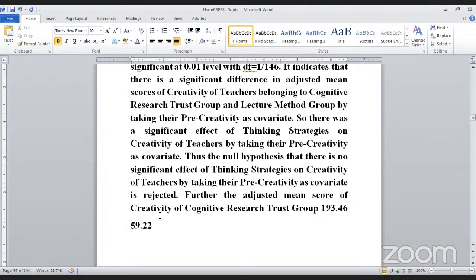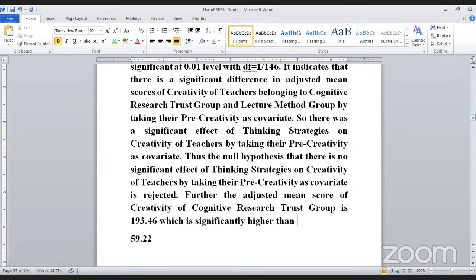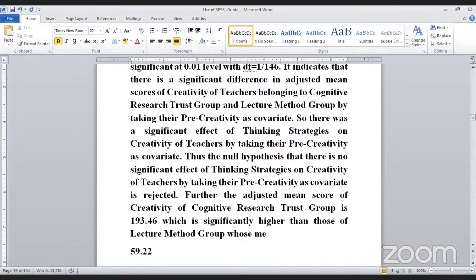So the adjusted mean score of creativity of the cognitive research trust group is 196.46, which is significantly higher than that of the lecture method group, whose adjusted mean score is 59.22.